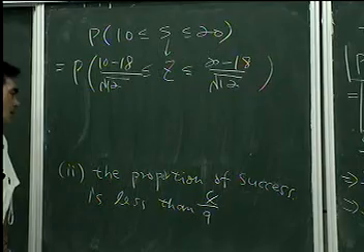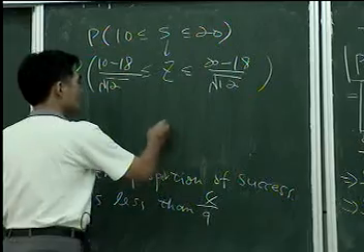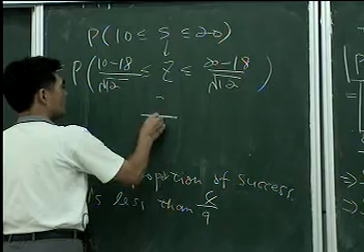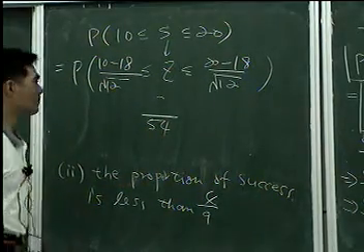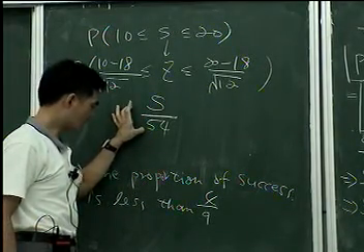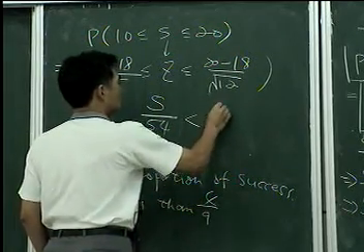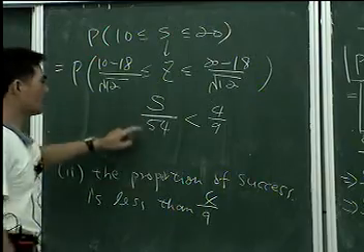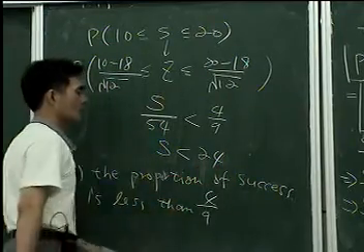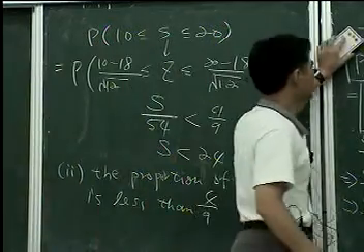The proportion of success is less than 4/9. What does that mean? That means we have done 54 experiments, and the number of success should be less than, it's just less than, right? So it should be less than 9/4, right? That means the number of success you get must be less than 24. So in this case, the same thing here.